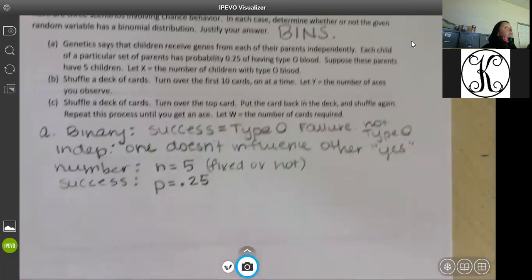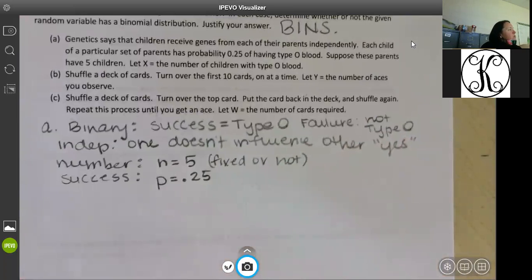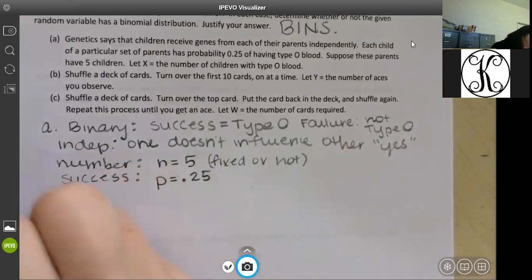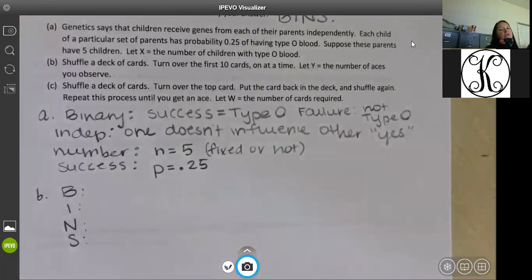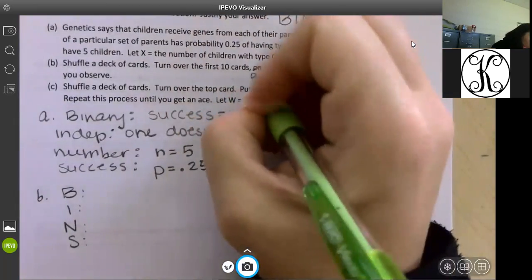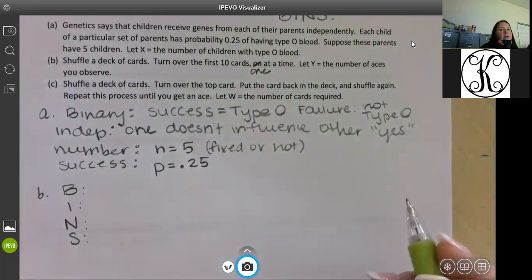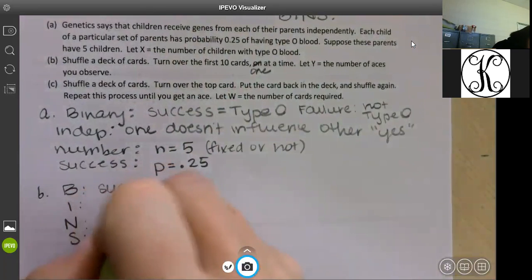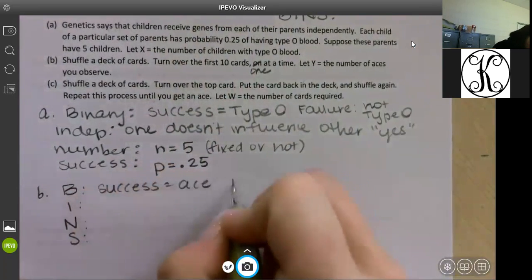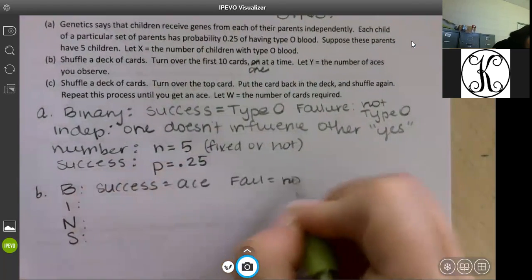Okay. Now for these next 2, they may or may not be a binomial distribution, but we're going to go through all 4 letters regardless, just so we can practice what they are. If you're taking your test, you can stop. All right, so B, shuffle a deck of cards, turn over the first 10 cards, one at a time. Let Y equal the number of aces you observe. Okay. Can we do a success and a fail? What's your success? What's your fail? Good. So we're good so far.